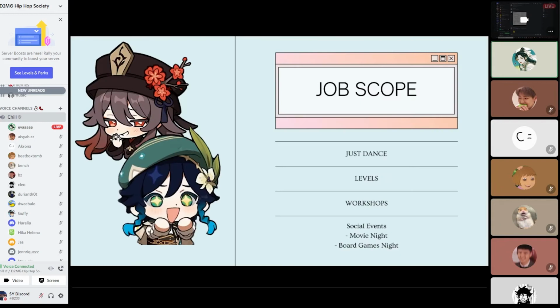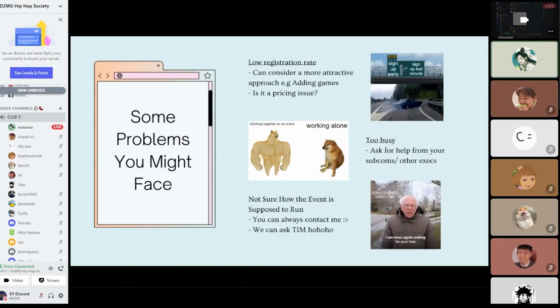And then the job scope. Basically, the main ones are just dance and levels. Unfortunately, we had to cancel levels this year because of the pandemic. And workshops, but workshops depend on you and your team, how many workshops you want. And also social events, for example, the movie night and the board games night we had at the start of the year.